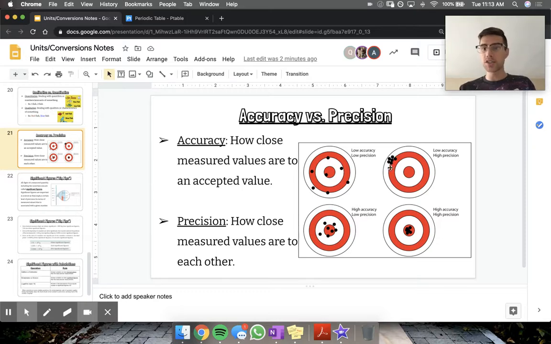Notice how these dots are all super close to each other, and these dots are also all super close to each other. So both this top example and this bottom example have super high precision, because all of these data points are super, super close to each other, regardless of how close they are to the goal, because that has to do with accuracy. So keep these two definitions in mind.